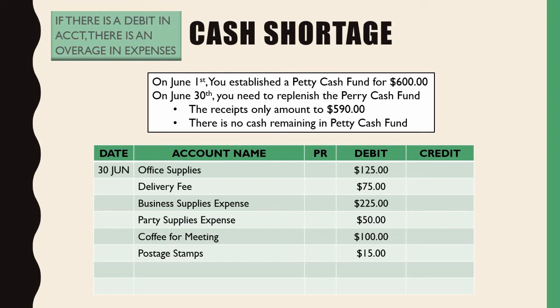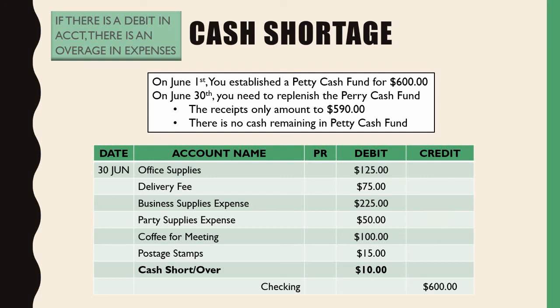And what you're going to do is create an expense account to reflect that you have a cash shortage, because at the end of the day, you need to replenish the petty cash fund for the total of $600. The reason is that you established the petty cash fund at $600, so you must hold a total of $600 at all times in that petty cash drawer. So once again, where do you get the $10 from? Does it come out of the business checking account? Yes, it does. Because once again, you must have $600 in your petty cash drawer at all times.